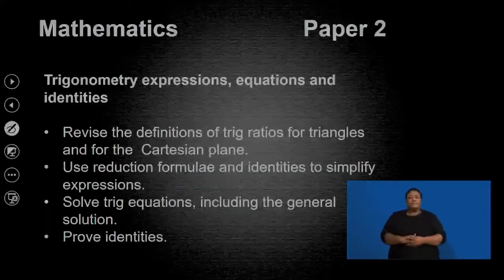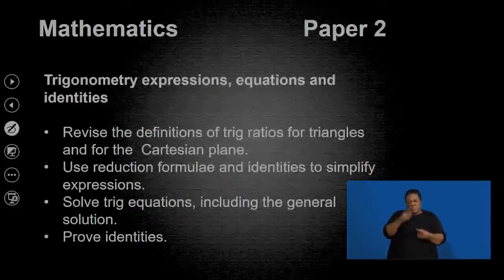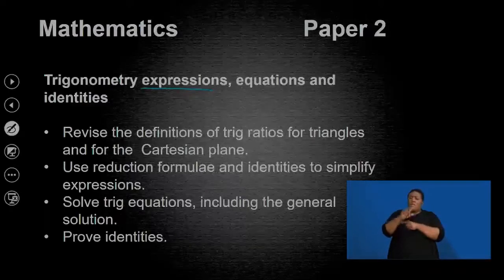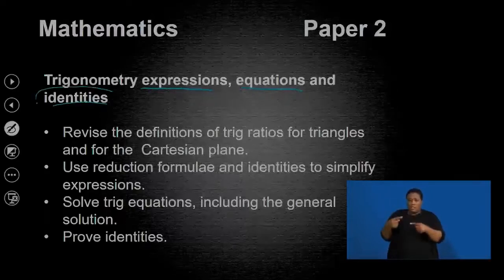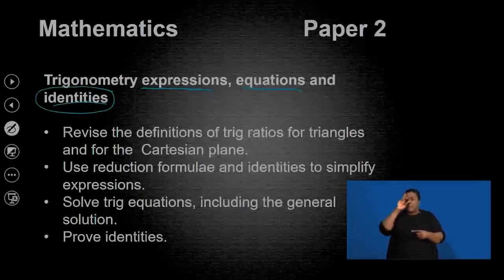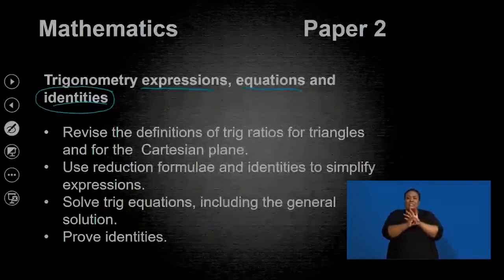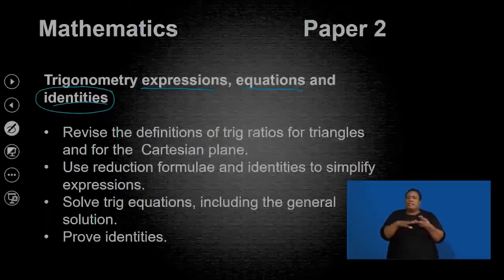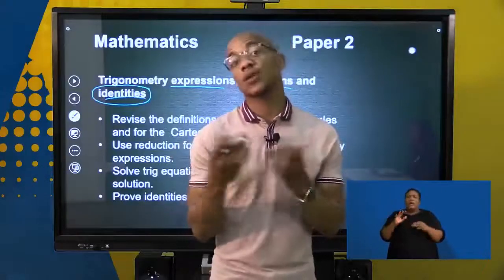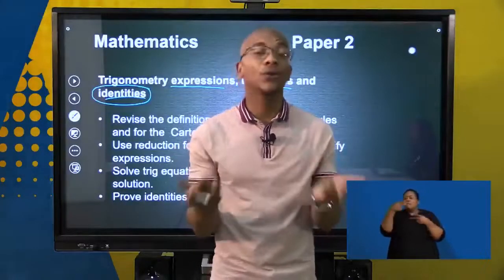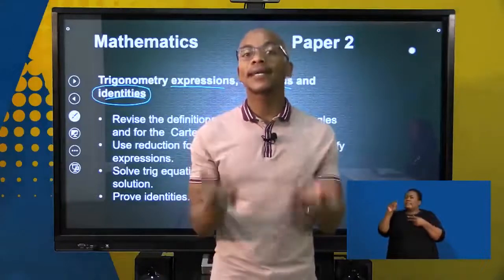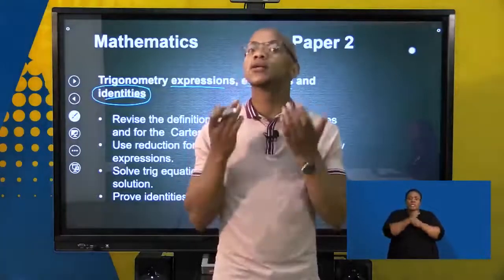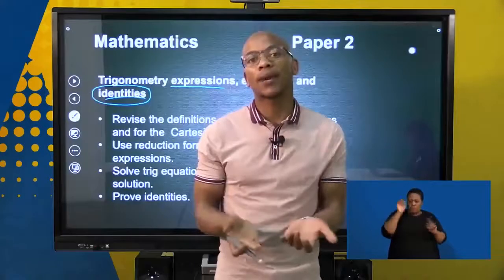Now, we're going to look at a concept that we found to be a problem over the years from the past papers, and that was trigonometric expressions, equations, and identities. Guys, remember, when we talk about identities, we're not only talking about sine squared theta plus cos squared theta is equal to 1, or tan theta is equal to sine theta over cos theta. No. Even the grade 12 identities, you please need to know them and know how to apply them.